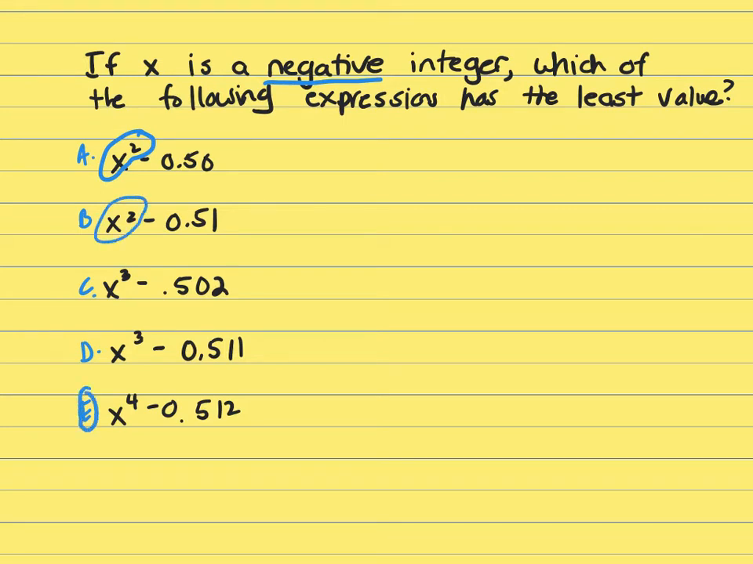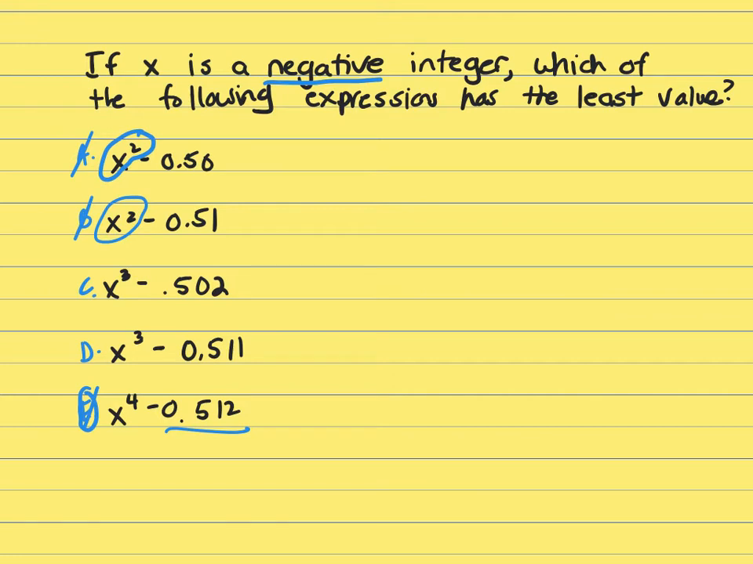E, you can cross it out because x to the fourth, wow, negative 5 to the fourth is going to be positive. That's going to be really big, and you're subtracting off a little number. So it's going to be either C or D. It's going to be D. Let me see if I can show you why.